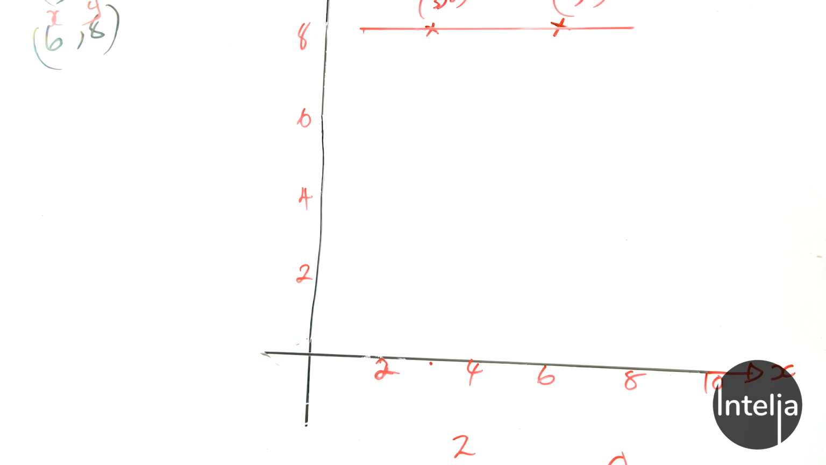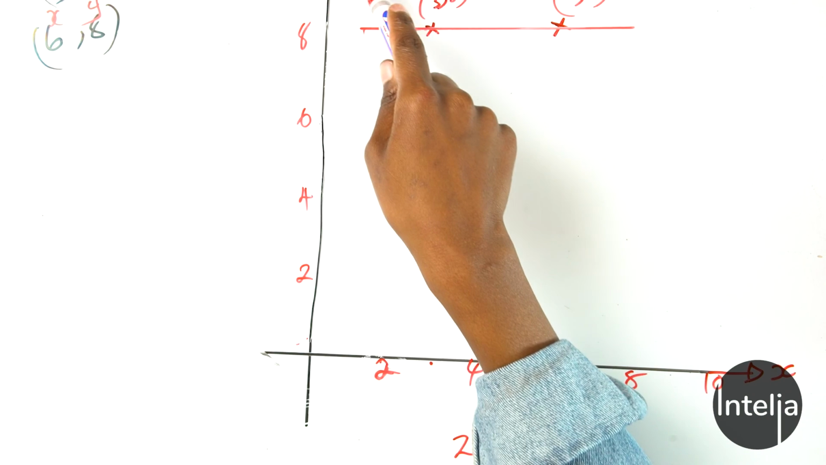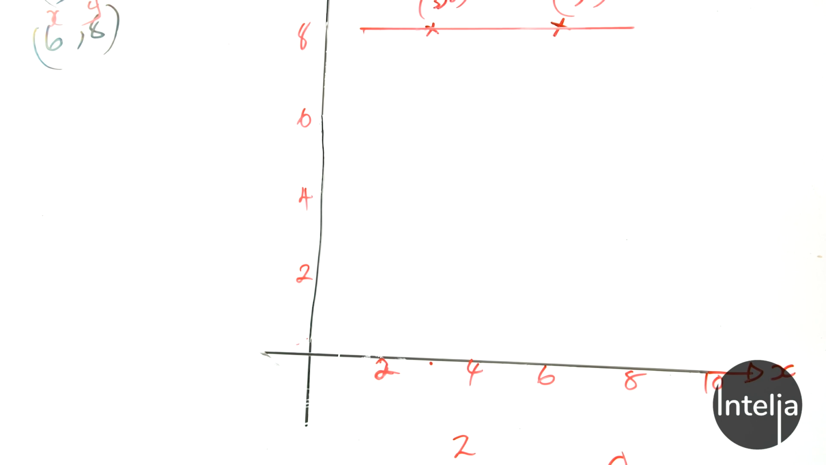Each and every time you have to find the y-axis and the x-axis. You have to know which one is the y-axis and which one is the x-axis. And remember, the x-axis is the one that goes horizontal and the y-axis is the one that is vertical. So this is all for our lesson today.